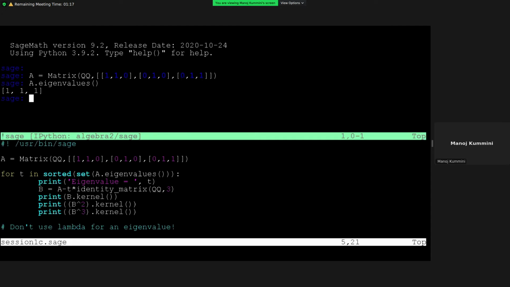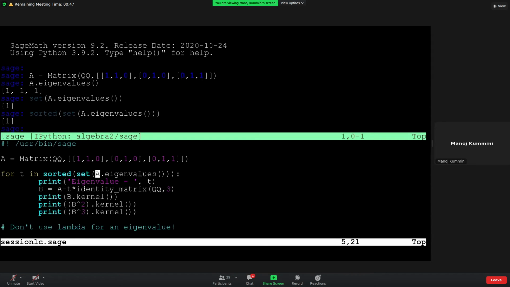If you're going to do this computation, you should do this only over distinct eigenvalues. So one does this set. I don't know why I wrote sorted. Yeah, it converts into a list. So now it has produced a list of distinct eigenvalues. Now I'll quickly go over the code, and then I will run it non-interactively.